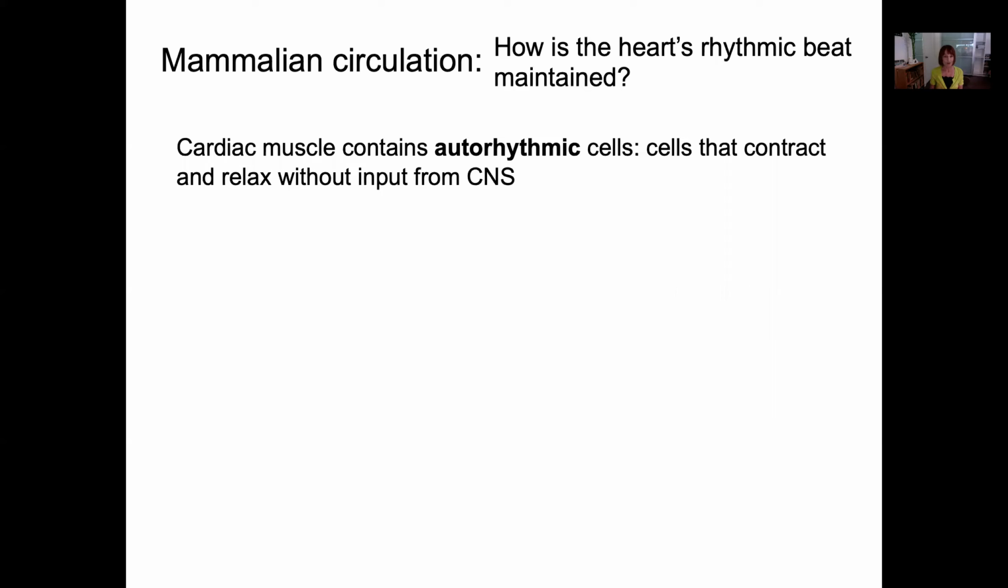The thing that I find most interesting about the cardiac cycle is the fact that it's maintained. I mean, that's one of our definitions of life.